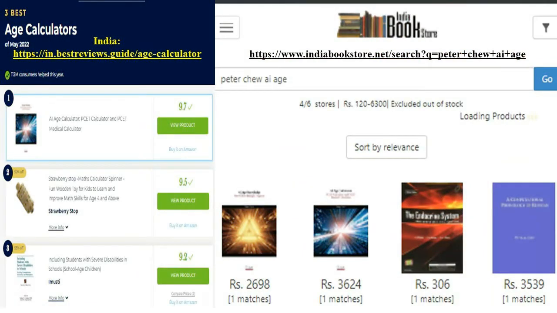IEH Calculator, PCET Calculator and PCET Medical Calculator. Top products in India. Age Calculator. Best Review Guide. May 2022. India Bookstore sells IEH Calculator, PCET Calculator and PCET Medical Calculator. India Bookstore is the fastest way to compare book prices and buy books from online booksellers in India.